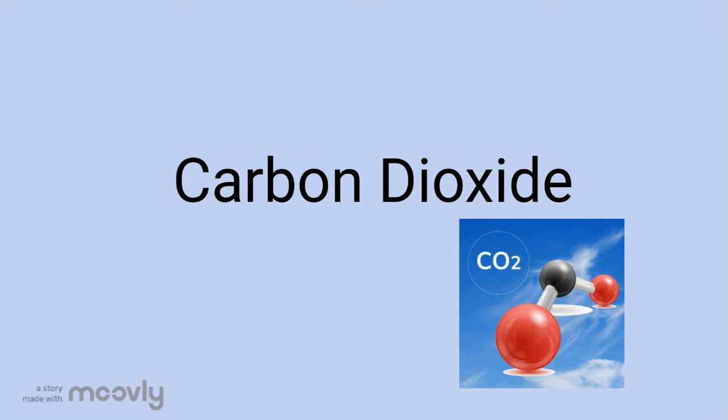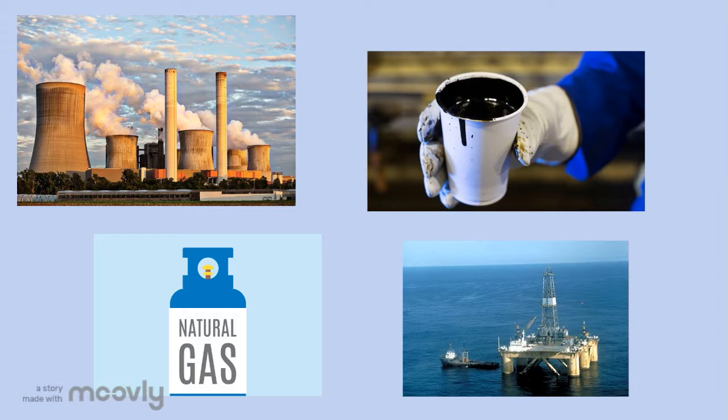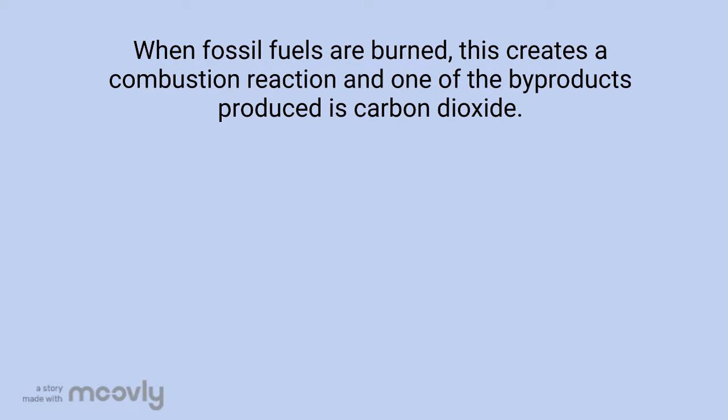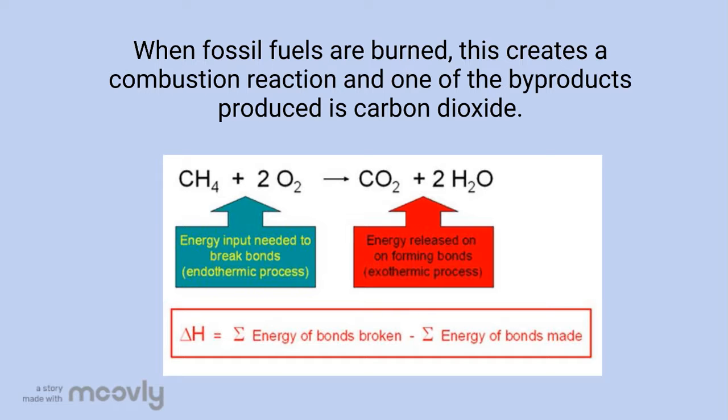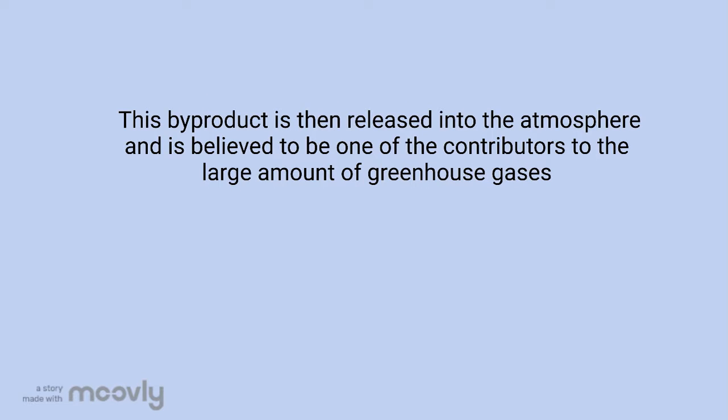Carbon dioxide. Power plants usually burn fossil fuels to create electricity. Fossil fuels include natural gas, coal, and the fractional distillation of crude oil such as petrol and diesel. When fossil fuels are burned, this creates a combustion reaction and one of the byproducts produced is carbon dioxide. This byproduct is then released into the atmosphere and is believed to be one of the contributors to the large amount of greenhouse gases. So what's causing the modern warming?